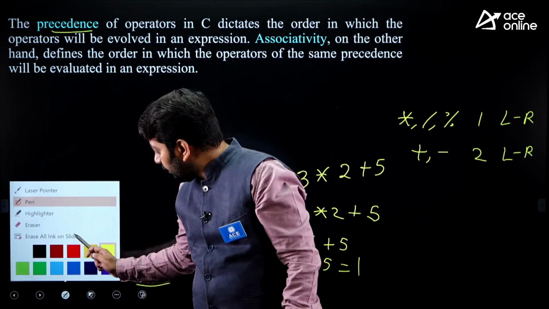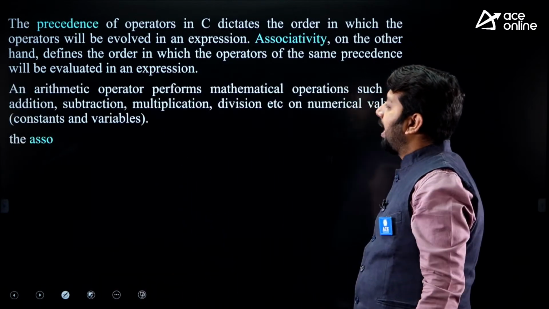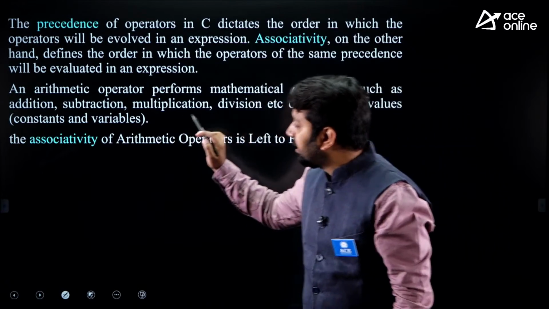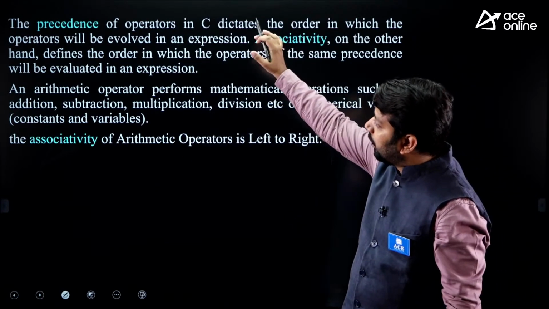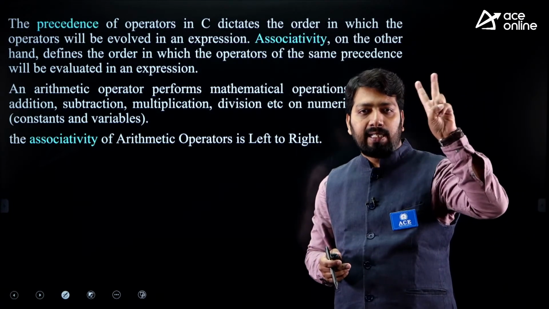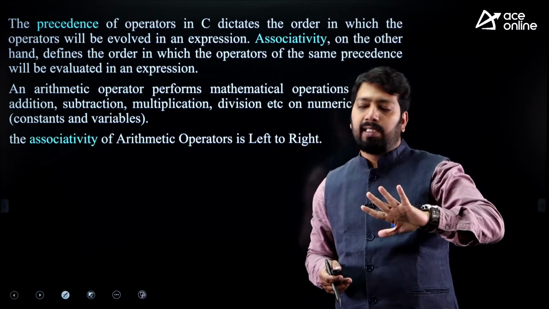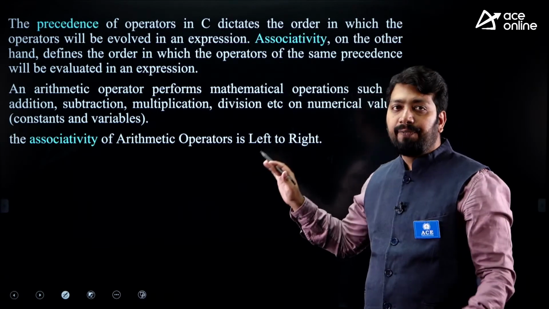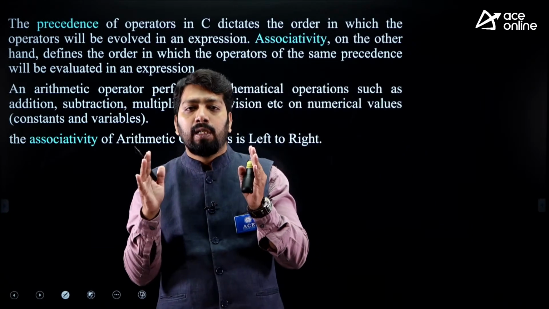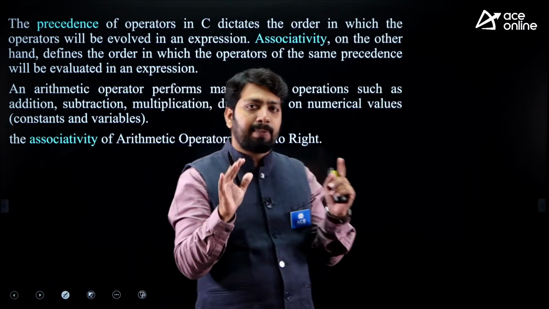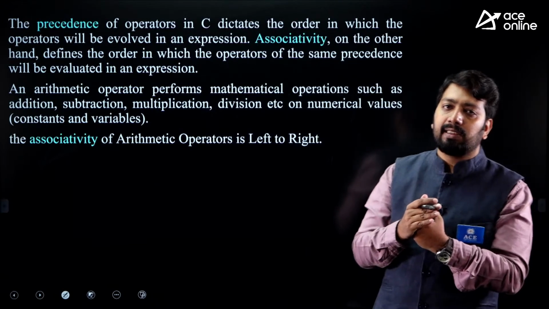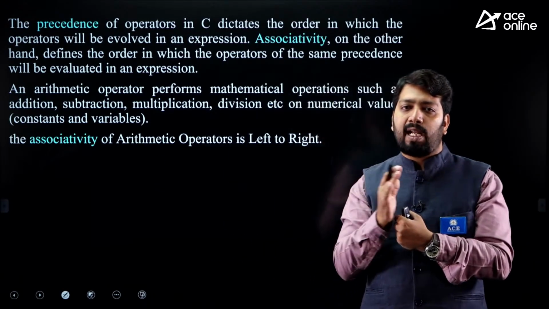Fine. Okay. So arithmetic operators perform mathematical operations such as addition, subtraction and so on. We have used the precedence. Precedence means we set the priority. Multiply, divide and mod have higher priority than plus minus. Fine. And associativity tells us, when there are 2 or more operators in the expression with the same priority, whether we need to solve left to right or right to left.